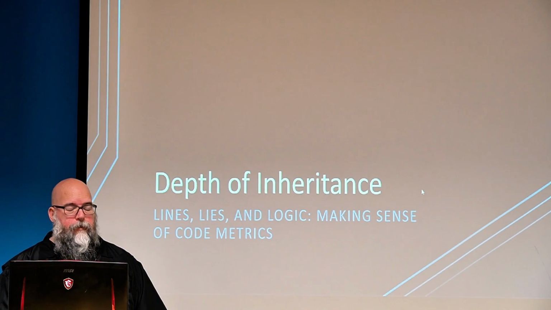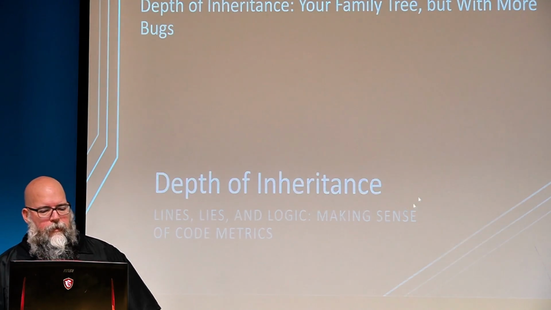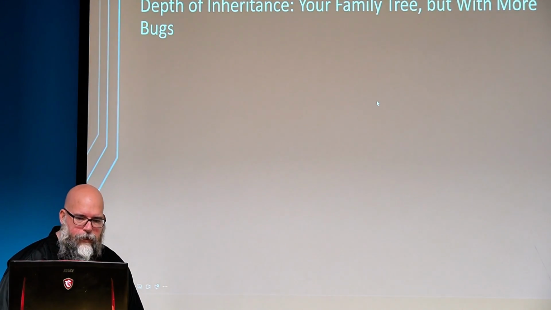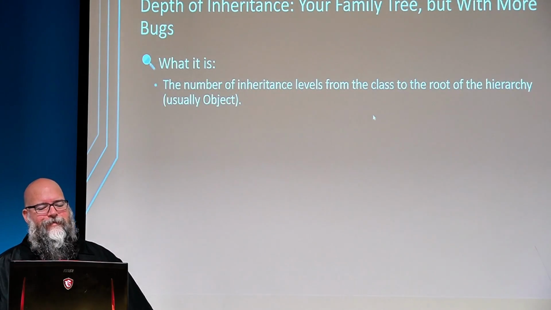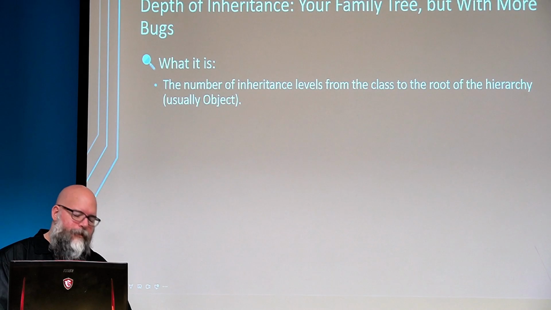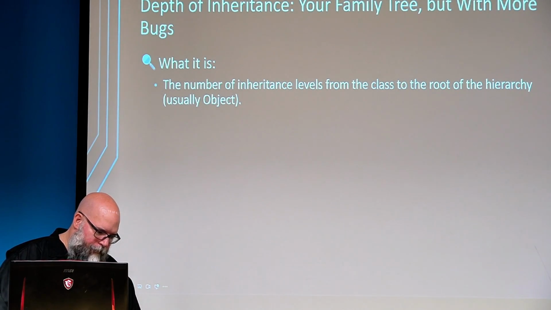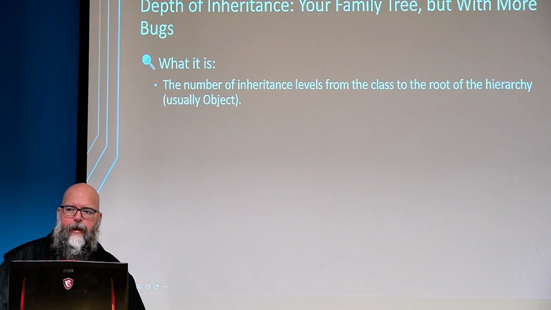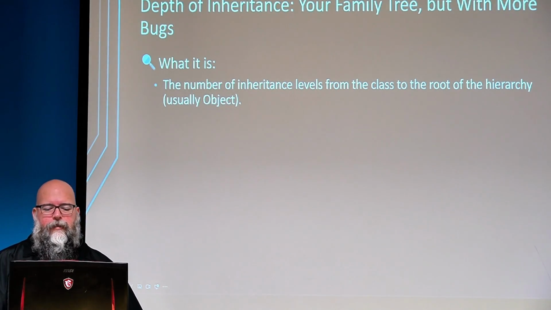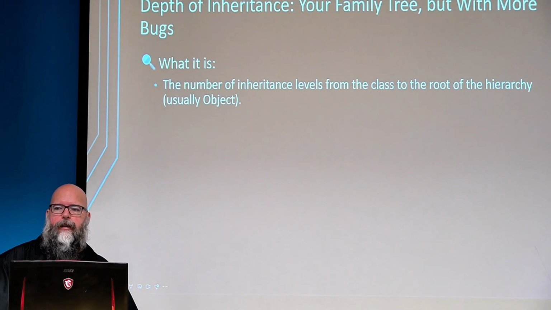All right. Depth of inheritance. So your family tree, but with more bugs. Now we're starting to get into the argument of composition over inheritance, if anybody's ever had that before. It is the number of inheritance levels from the class to the root of the hierarchy.